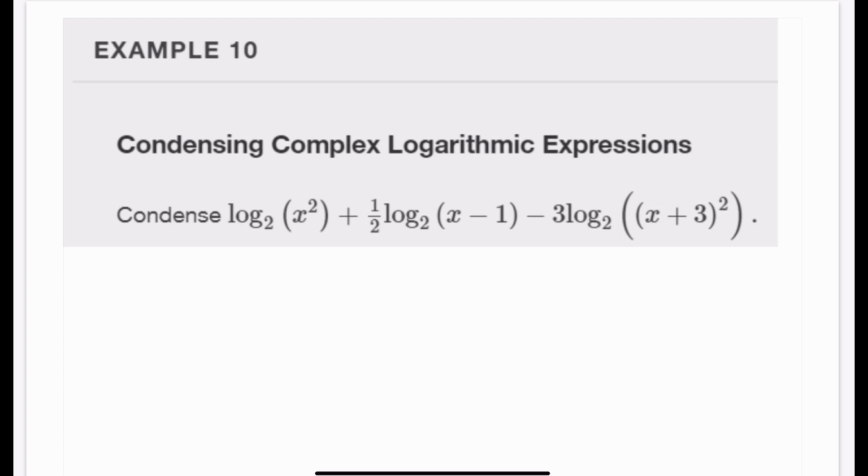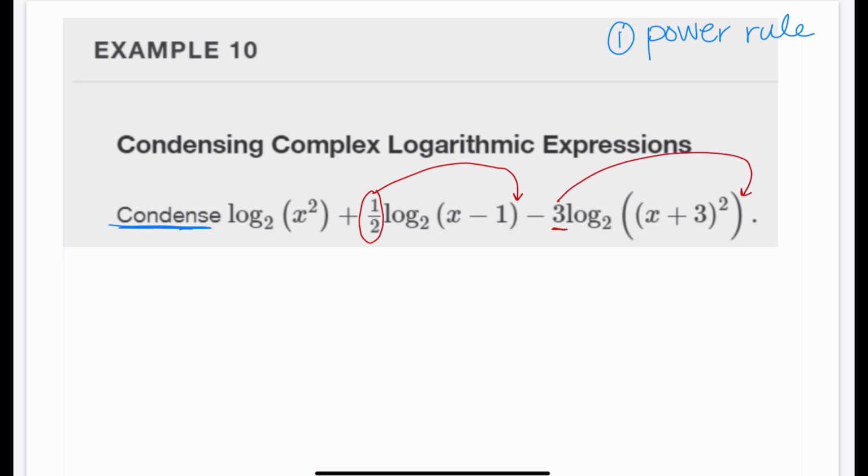Okay, so now we're ready to try a more challenging problem. In this particular case, our job is to condense, not expand, to condense as a single logarithm. Okay, no problem. So the first thing we need to do is apply the power rule. We have to look to see if we have any powers. Right here, I have a 1/2 in front of log. That is going to be the power. I have a 3 in front, and that is going to be the power. So the first thing I'm going to do is take care of the power rule.